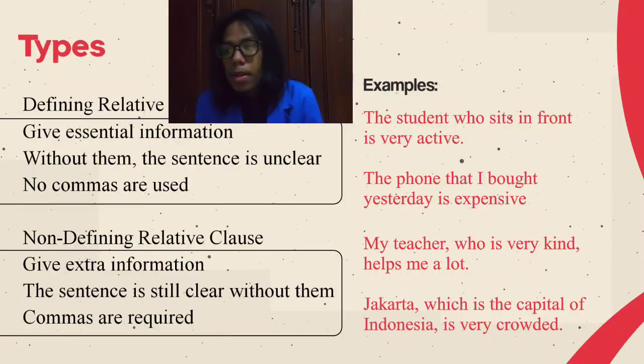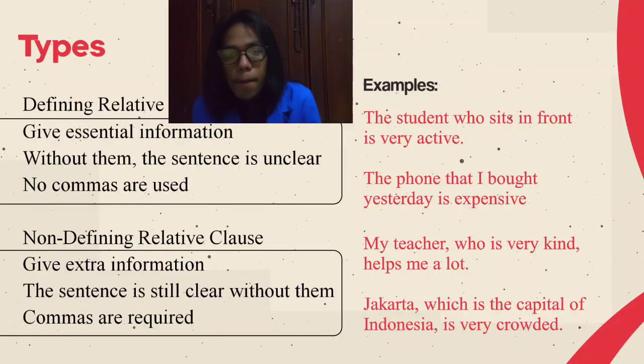And next we have the example of a non-defining relative clause. As in the slide, the non-defining relative clause uses commas. My teacher, who is very kind, helps me a lot. If we erase the relative clause who is very kind, it's still understandable and not ambiguous. The sentence becomes: my teacher helps me a lot. It doesn't matter who, it just describes the teacher.